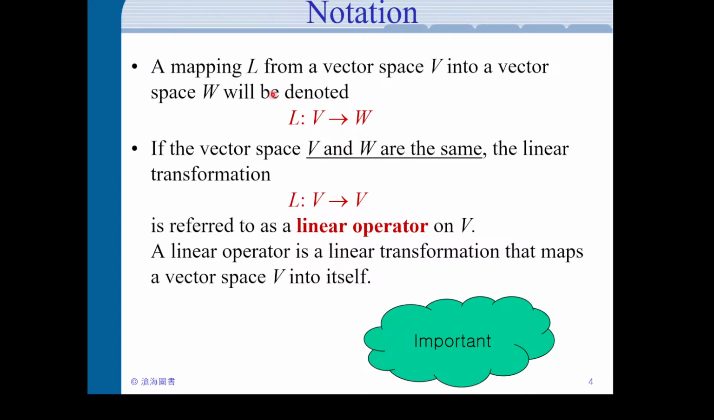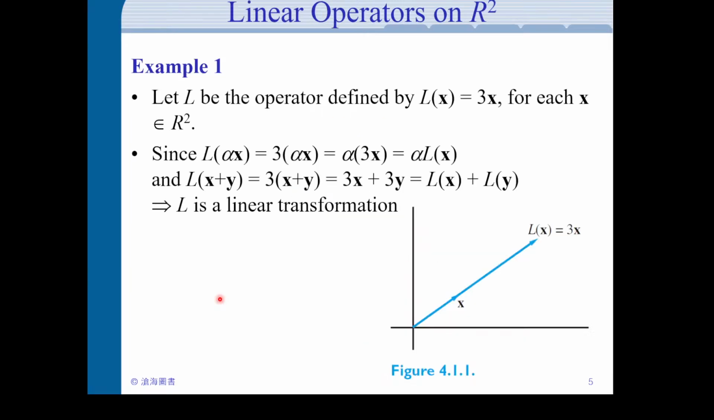And once again, a bit of notation. In mathematics, whenever you have a mapping, you write L, a colon, and then the in space and out space with an arrow in the middle. So this is from the space V to the space W: V, arrow, W. And then an extra notation: if the starting space and the end space of your mapping are the same, then the mapping is called a linear operator. So you map to yourself.